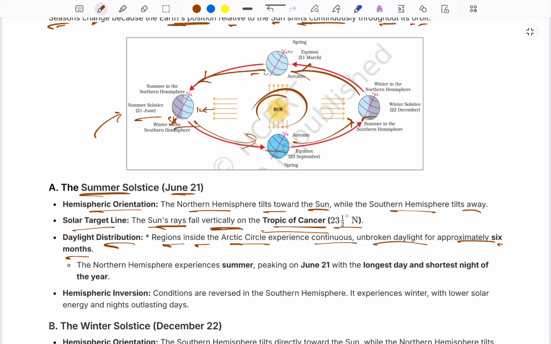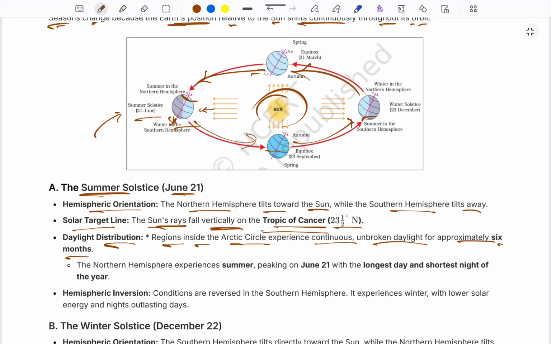Wait, that's a frigid zone. This region belongs to the Arctic Circle, Frigidum. That's called Frigidum. So, regions inside the Arctic Circle. This line is the Arctic Circle.